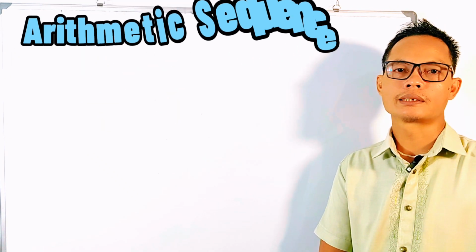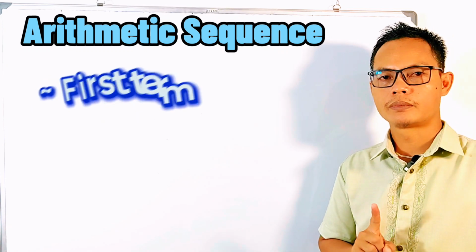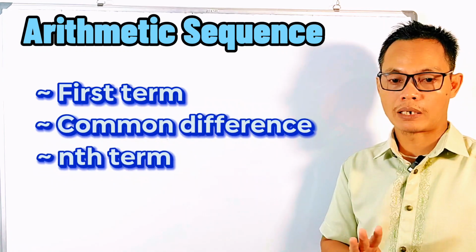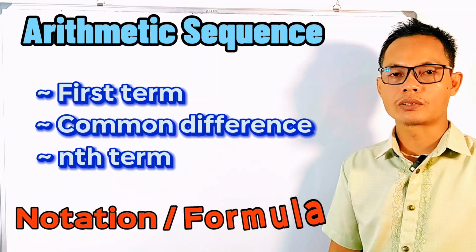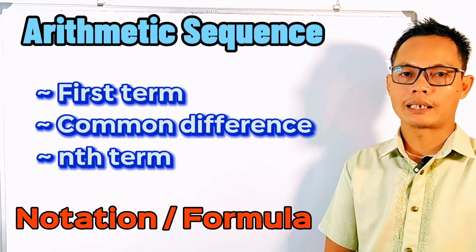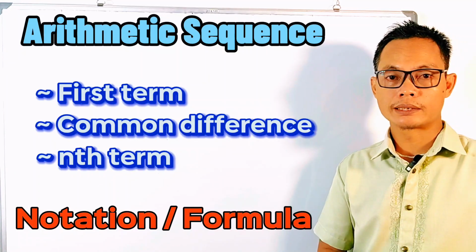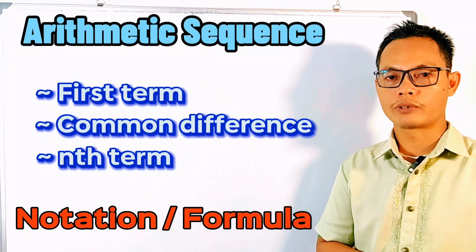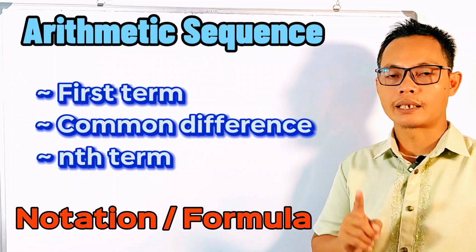In an arithmetic sequence, we need to recognize the first term, the common difference, and the term where the value can be found. We need to follow the rule or the notation. So this is the formula that we need to use for the arithmetic sequence. How do we know that the given sequence is an arithmetic sequence? If the sequence has a common difference or interval, it will always be called an arithmetic sequence.